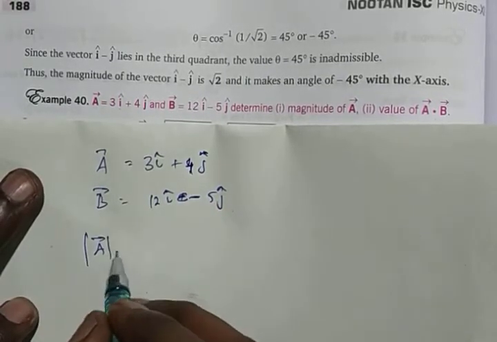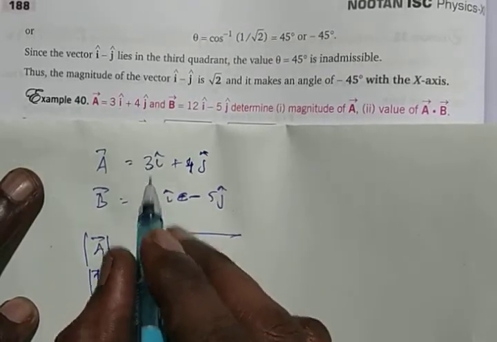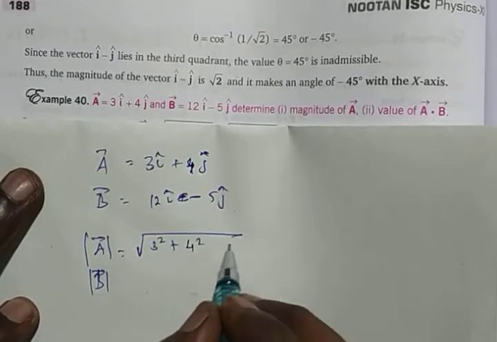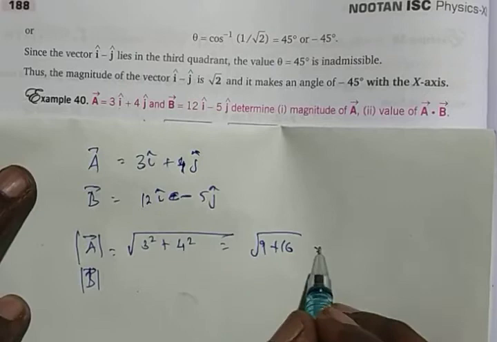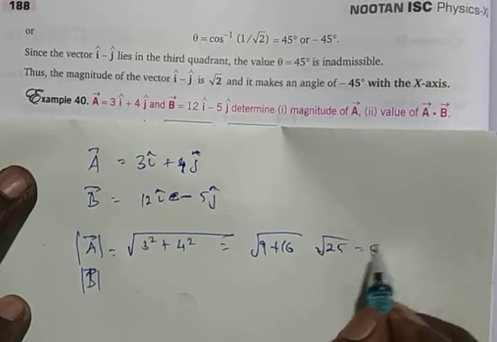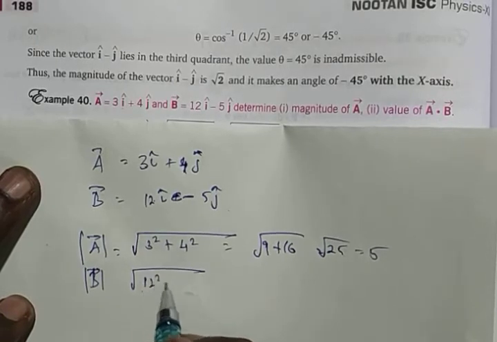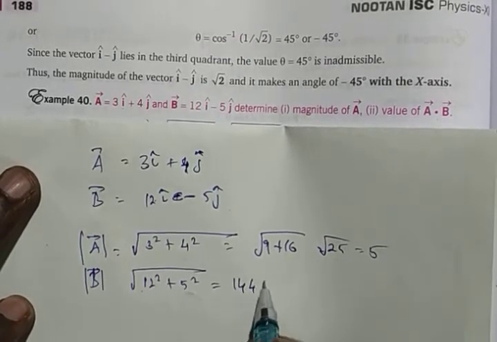How do we find the magnitude? You can find it by taking the magnitude as the square root of 3 square plus 4 square. It is going to be equal to 9 plus 16, which is 25, so 5. If you want to do this for B also, 12 square plus 5 square, 144 plus 25.